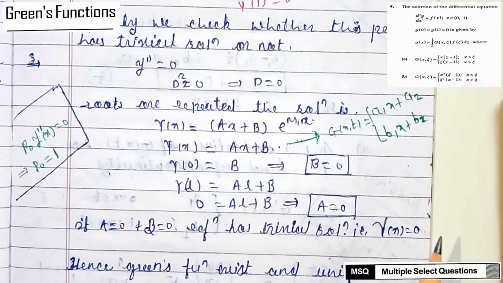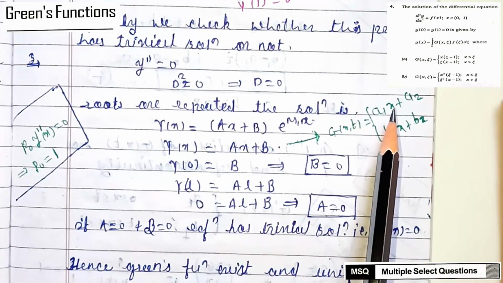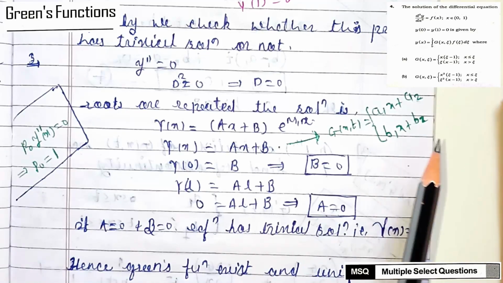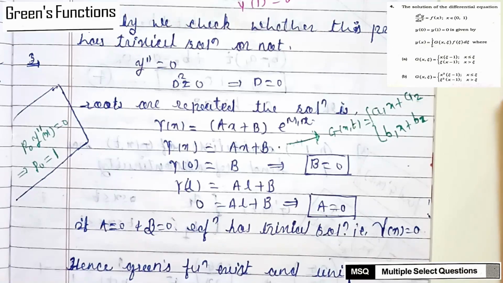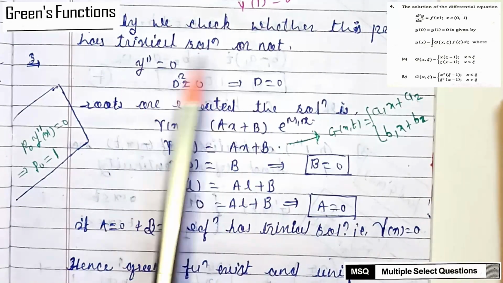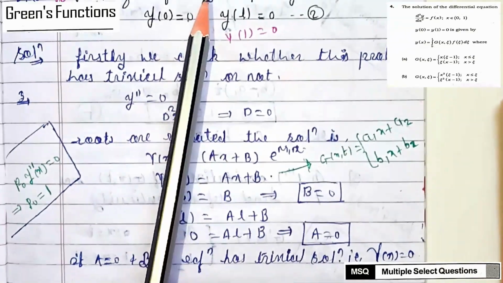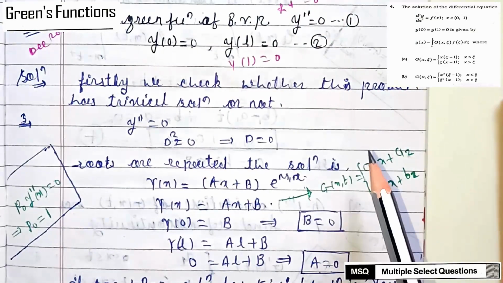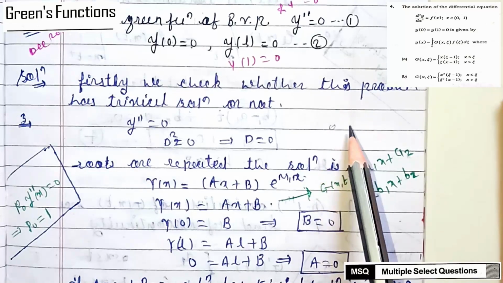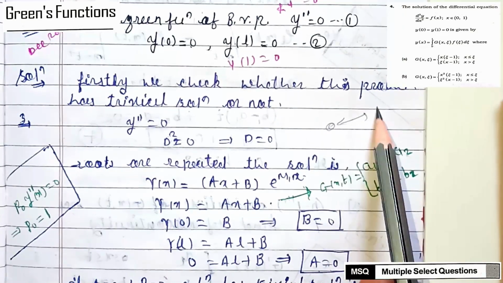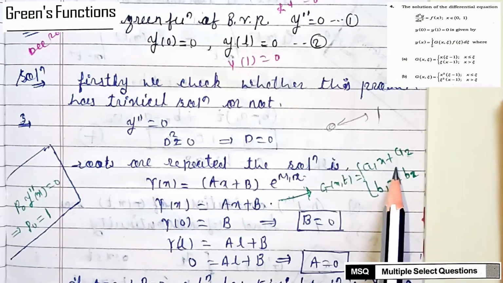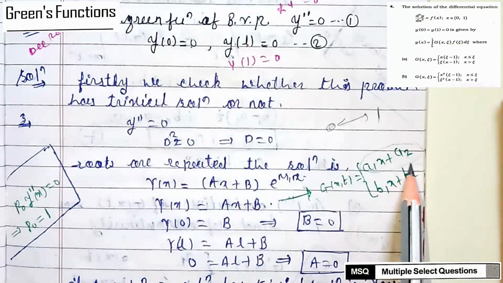But now we want the first condition: the interval where a1x plus a2 is defined, and the interval where b1x plus b2 is defined. We have the boundary condition on the interval 0 to 1: y of 0 is equal to 0, y of 1 is equal to 0. That means we have to define g of x,t in the interval 0 to 1. Now we need one interval for this and a second interval for this.